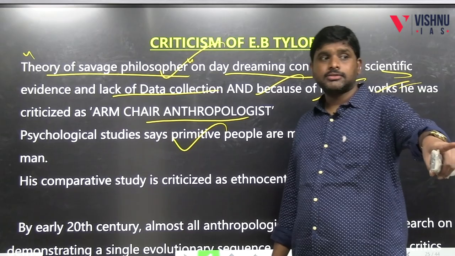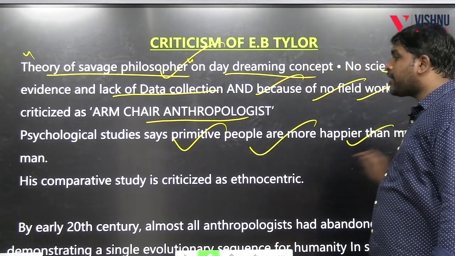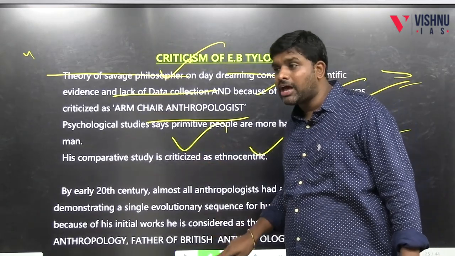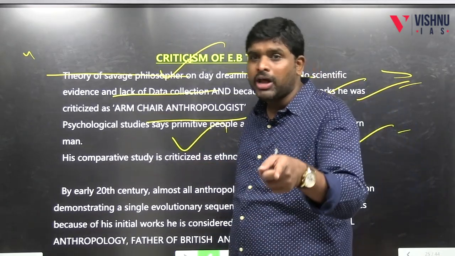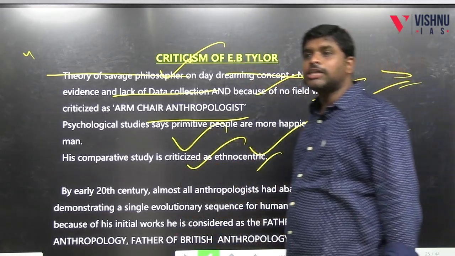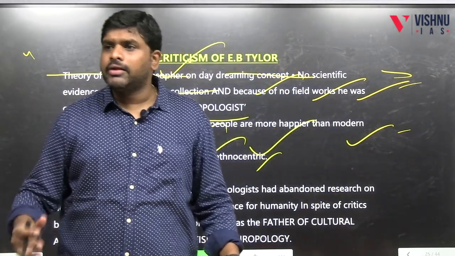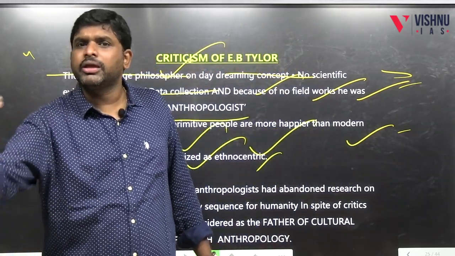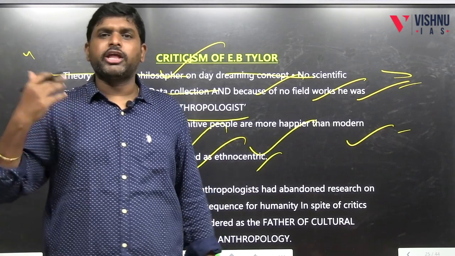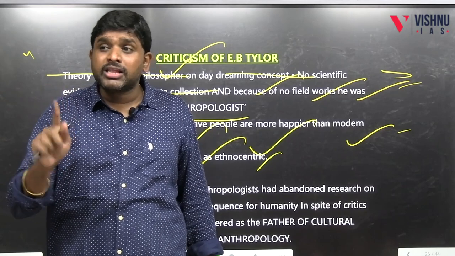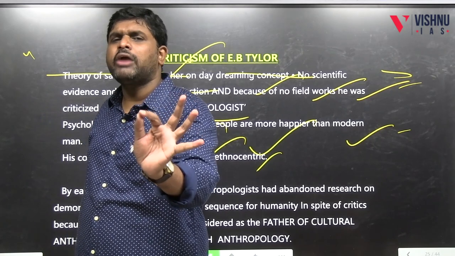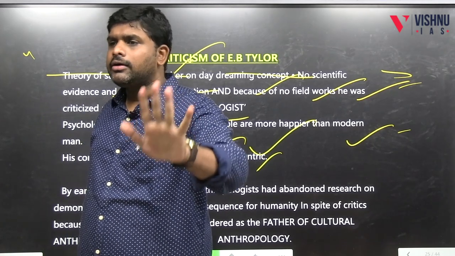Psychological studies say primitive people are more happier than modern man. Yes or no? Yes. Psychological studies say primitive people are more happier, but this man is telling who is a more happier? Yes. Comparative study is criticized as ethnocentric. When I start comparing, what will happen? Degrees will be superior, inferior, superior, inferior. It leads to what? Discrimination, ethnocentrism: we are superior, you are inferior. So, comparison should not be there. But this person advocated what? Criticism. Even a small 0.1% negative, we will write in criticism.